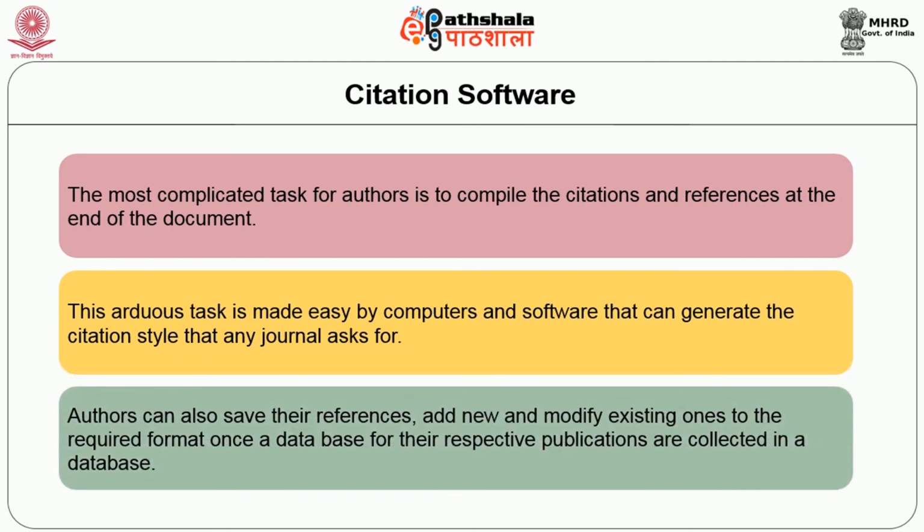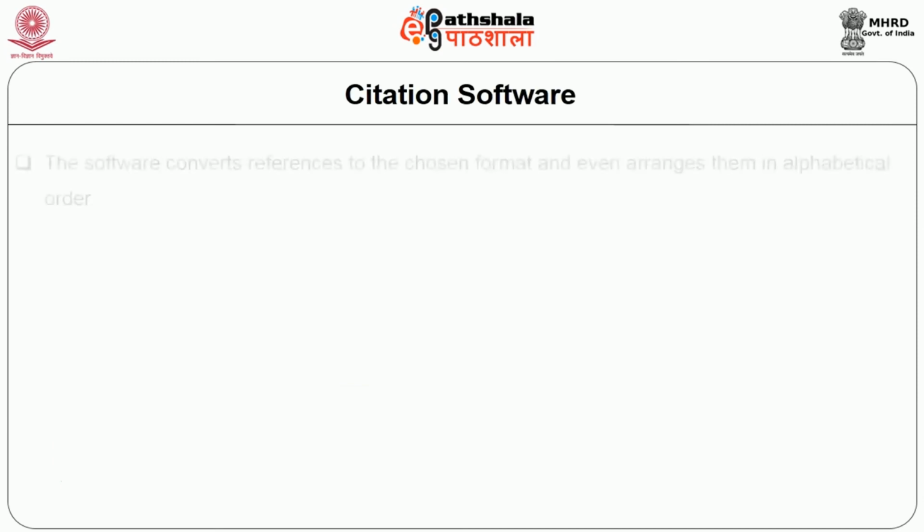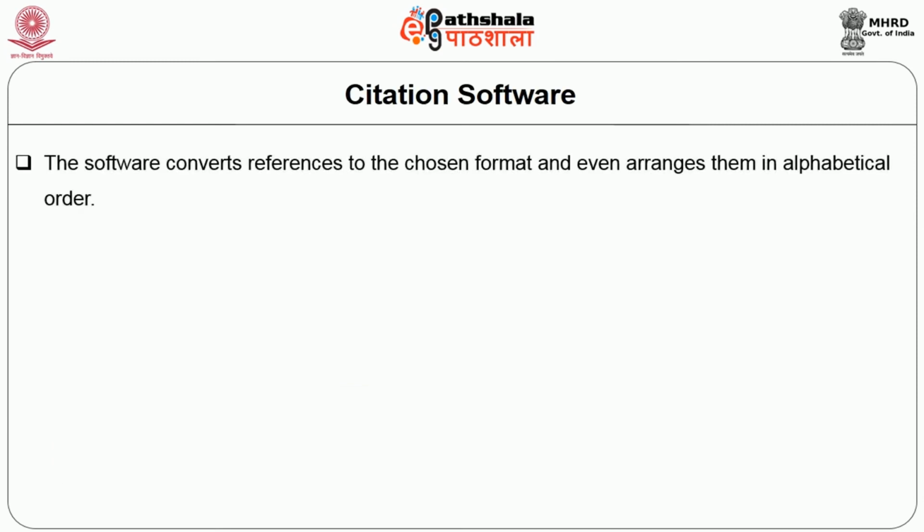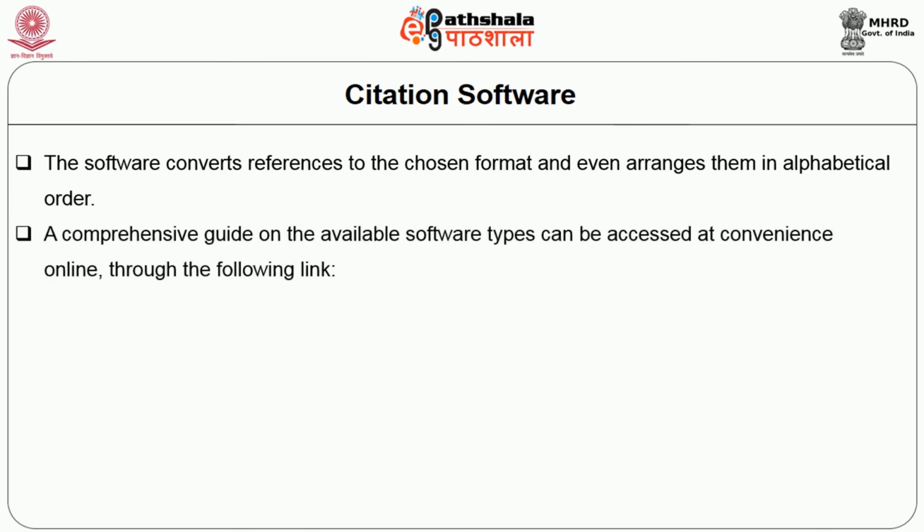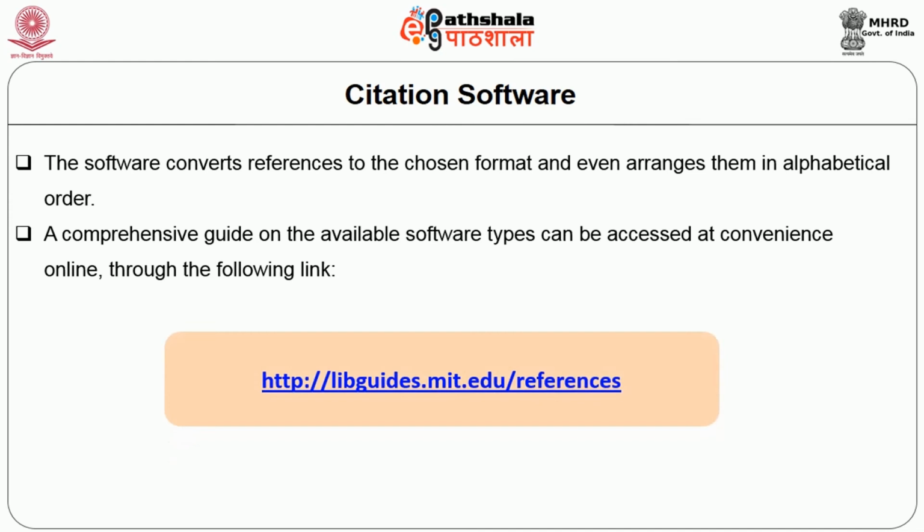Authors also can save their references, add new ones, and modify the existing ones to the required format once a database for their respective publications is collected. The software converts references to the chosen format and even arranges them in alphabetical order. A comprehensive guide on the available software types can be accessed at one's own convenience online from libguides.mit.edu.